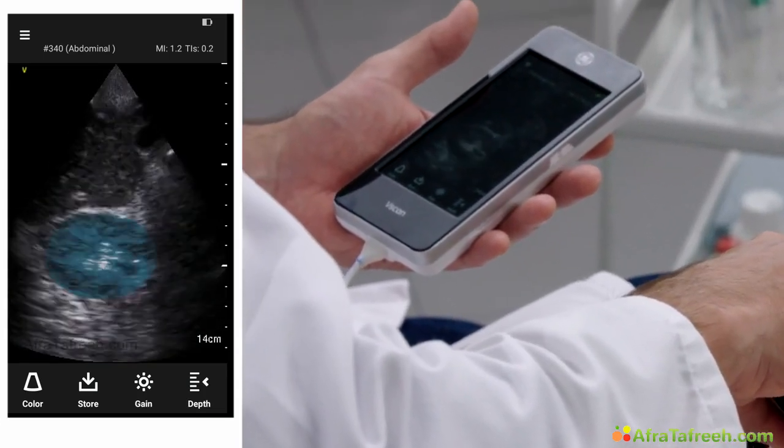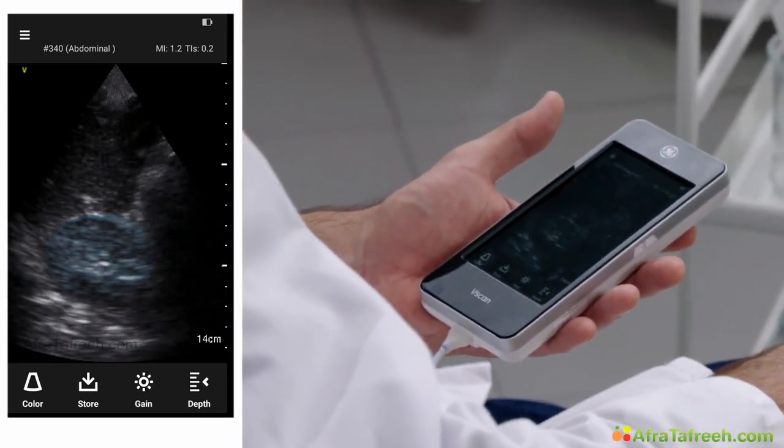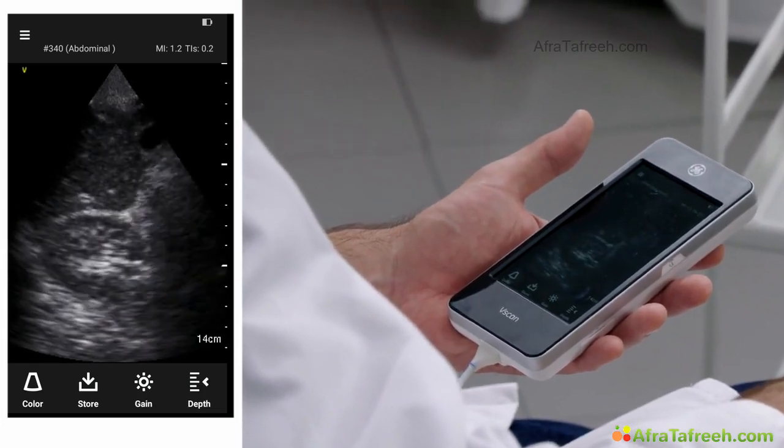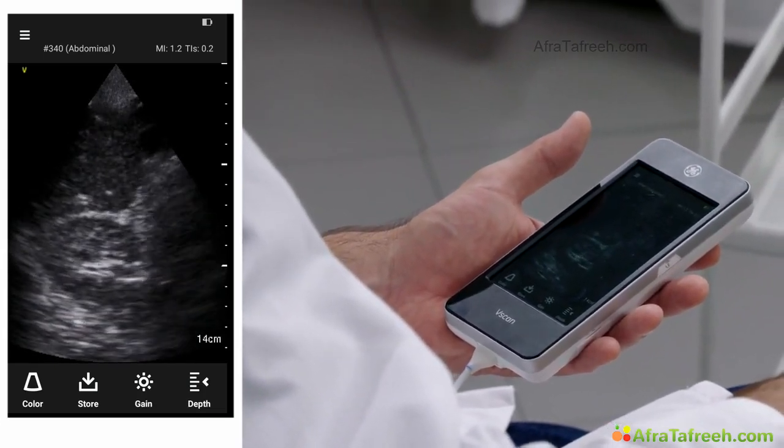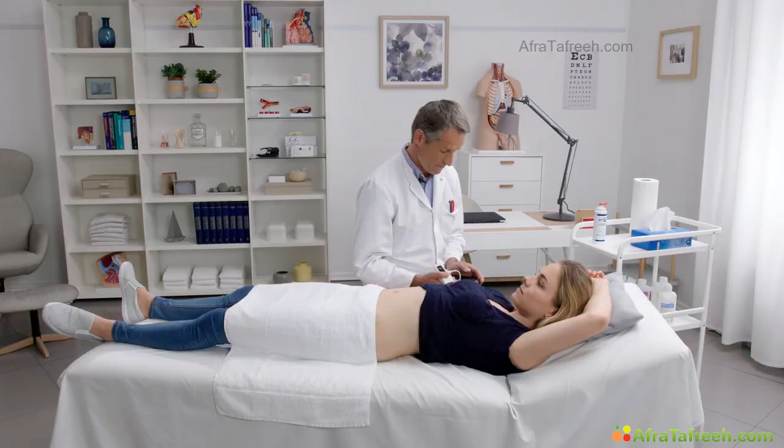We do not see any fluid in the center of the kidney, no fluid around the kidney, and that is just a normal situation. Now let's try to visualize the left kidney. The left kidney is sometimes a little bit harder to visualize than the right kidney due to the bowel gas and the gas in the stomach.